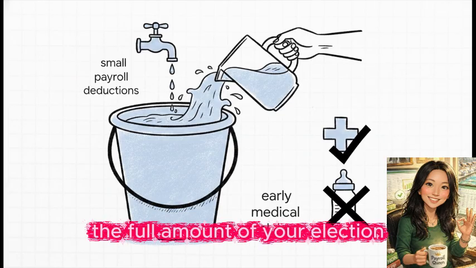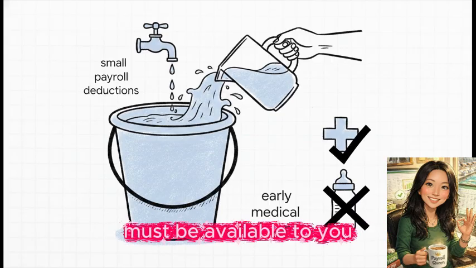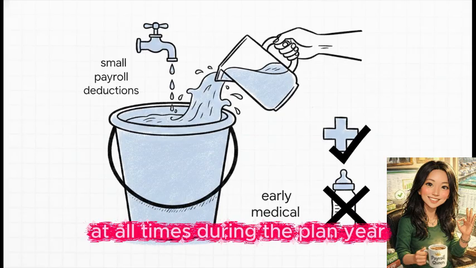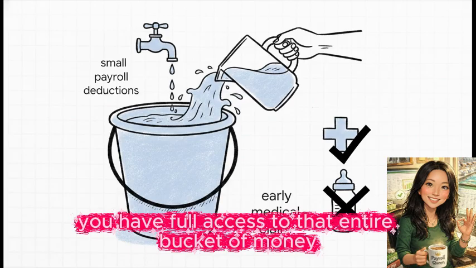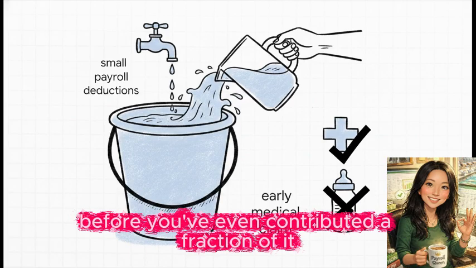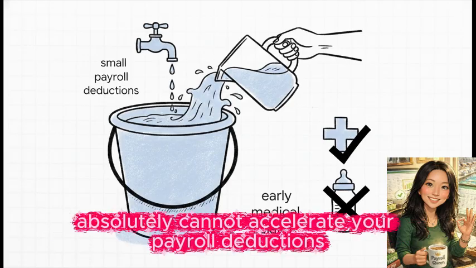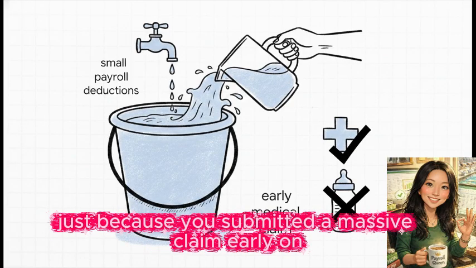The IRS says the full amount of your election must be available to you at all times during the plan year. You have full access to that entire bucket of money before you've even contributed a fraction of it from your paychecks. And the employer absolutely cannot accelerate your payroll deductions just because you submitted a massive claim early on.